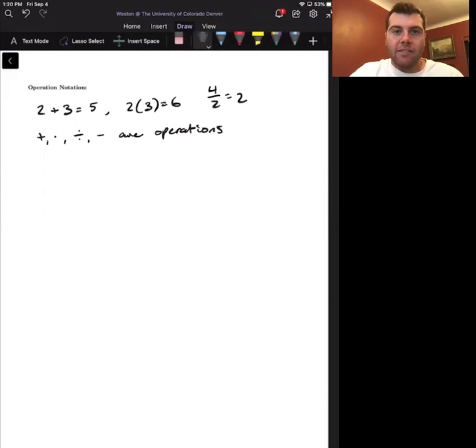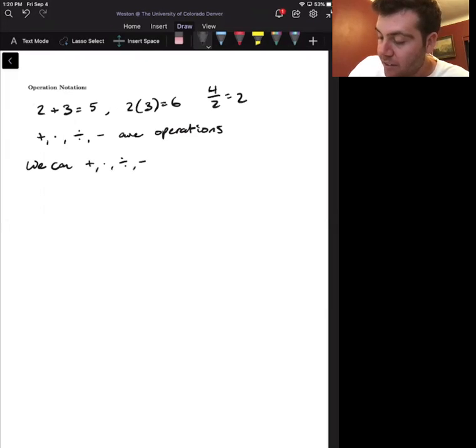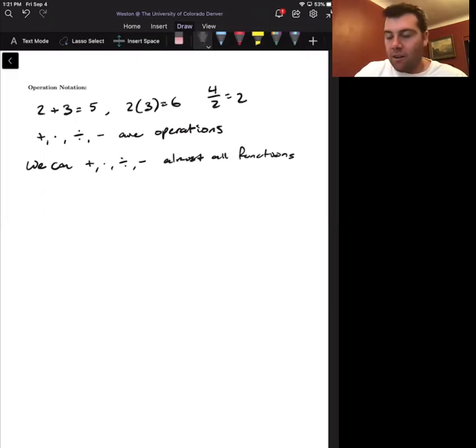And we can actually make sense of operations when we're using functions as well. So we can add, multiply, divide, and subtract almost all functions, assuming that the range and domain are the same.